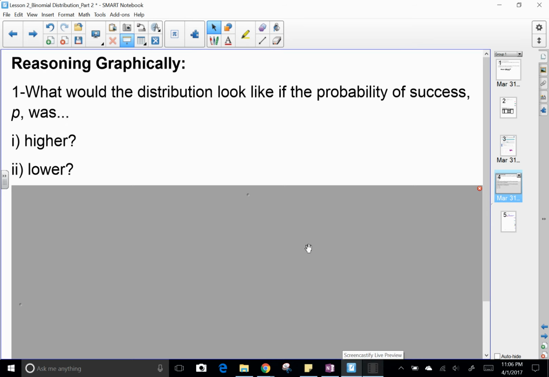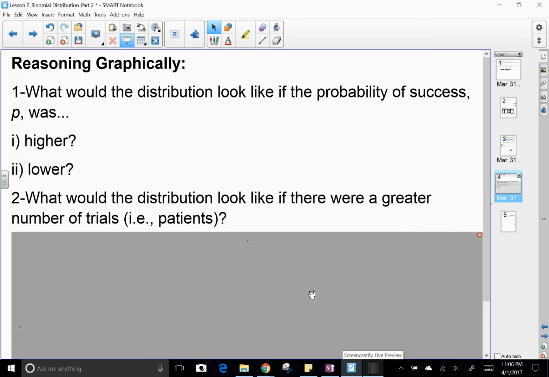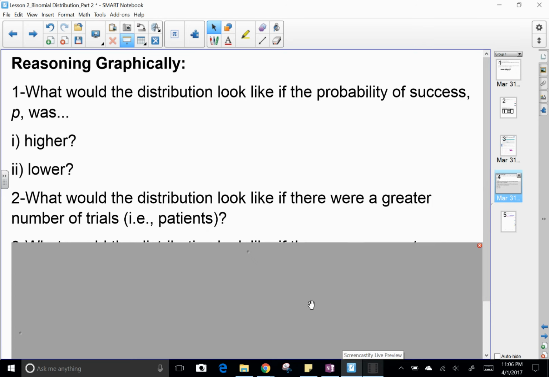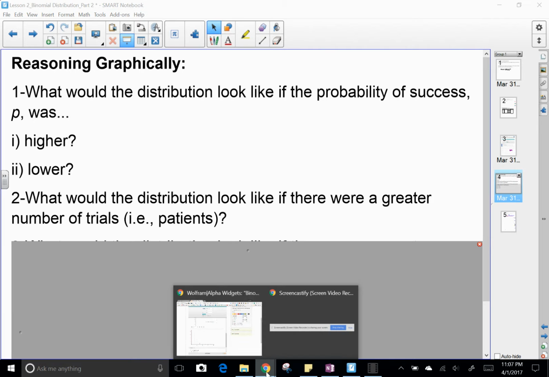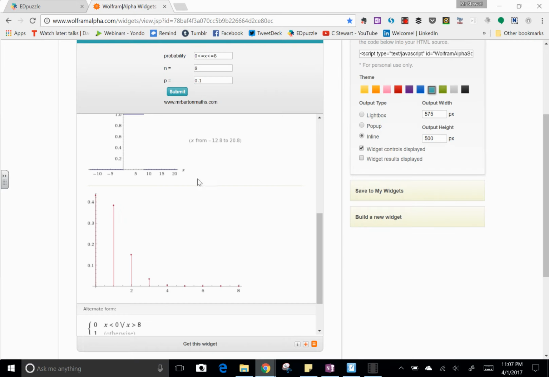So let's move forward and take a look at another question. And this one here is, what would it look like if you had a greater number of trials? So what if there were more patients or more opportunities to be successful, or at least we're tracking more successes? So let's go back into the calculator.